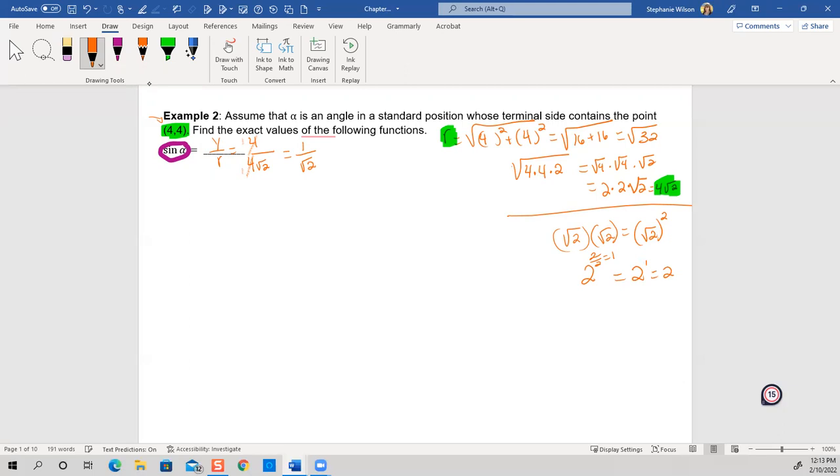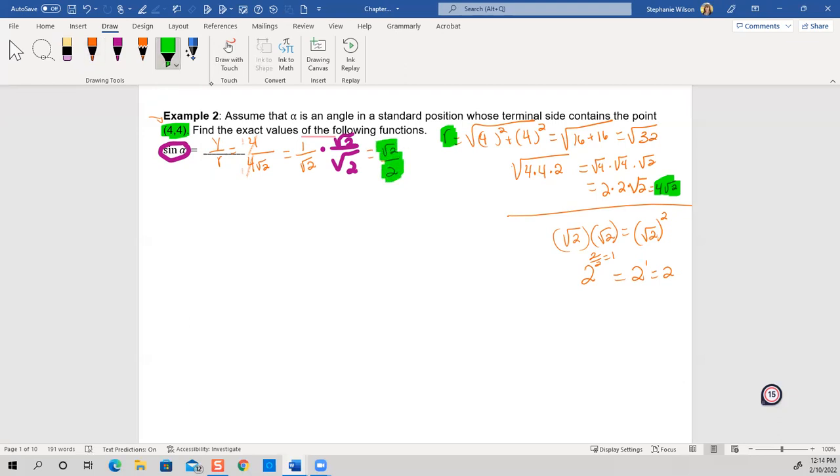Knowing that, I can multiply this denominator by that square root of 2. But remember, what you do to one part, you do to the other. So now I have 1 times that square root of 2 over 2. So I know my answer for sine.